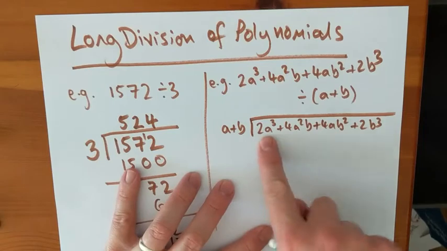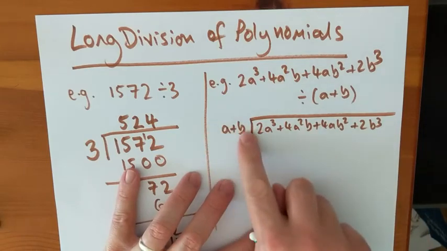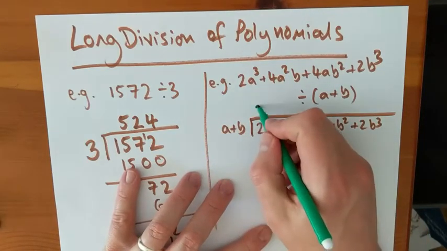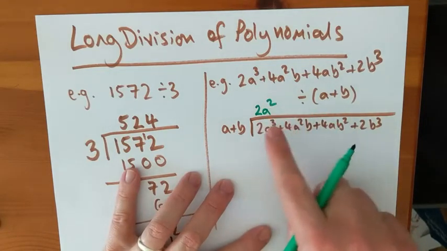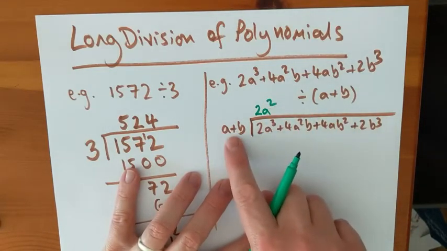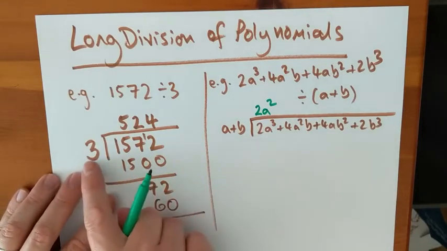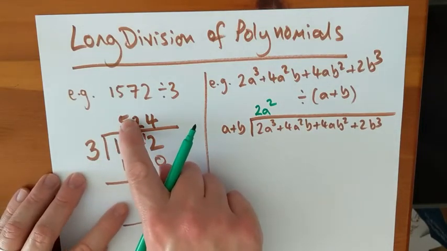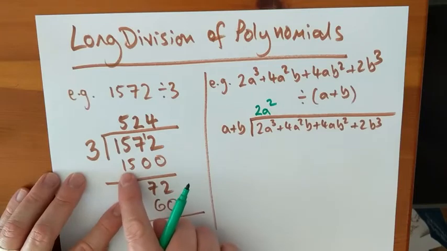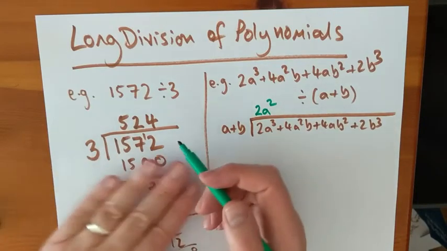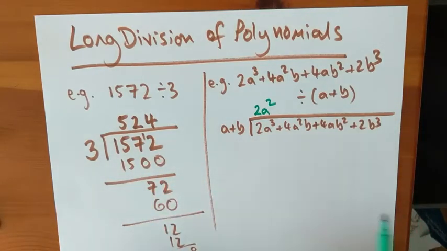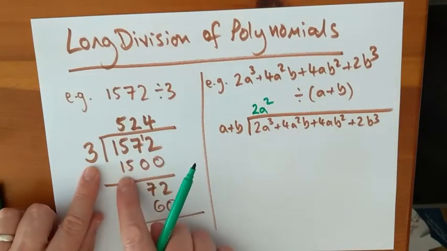If I want to make that match this, I would have to multiply this by 2a squared. And it fits into this expression 2a squared times. The b doesn't really matter, we're going to use that. But just like I fitted this into here 5 times, I then had to subtract away this times this, the 15 gets subtracted away, even though you don't necessarily write that. But that is what you have to do here. So 5 times 3 is 15.